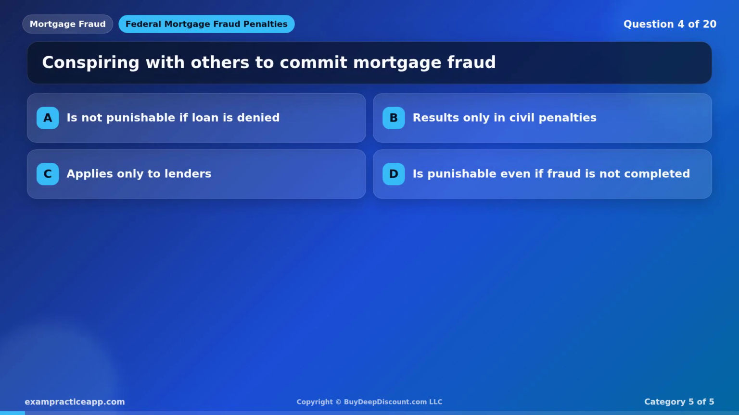Question 4. Conspiring with others to commit mortgage fraud, option A, is not punishable if loan is denied, option B, results only in civil penalties, option C, applies only to lenders, option D, is punishable even if fraud is not completed. Take a moment to choose your answer. The correct answer is option D, is punishable even if fraud is not completed. Explanation. Conspiracy to commit fraud is prosecutable even if the fraud is not completed.